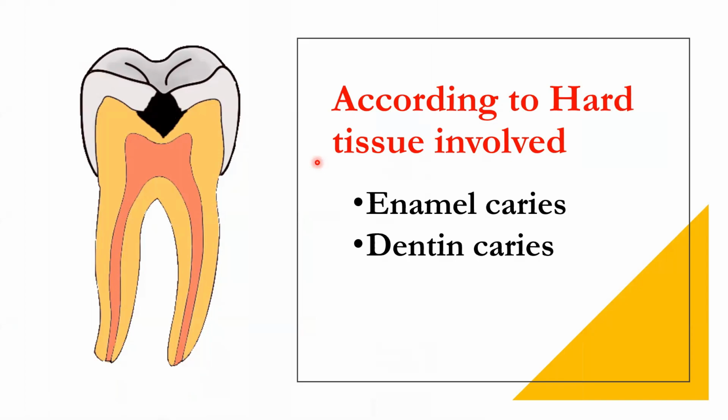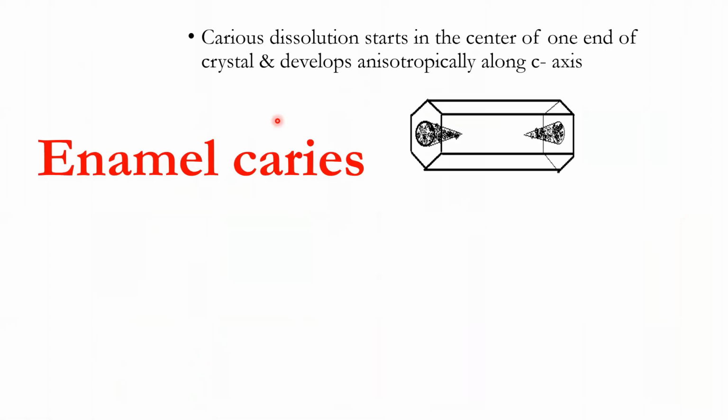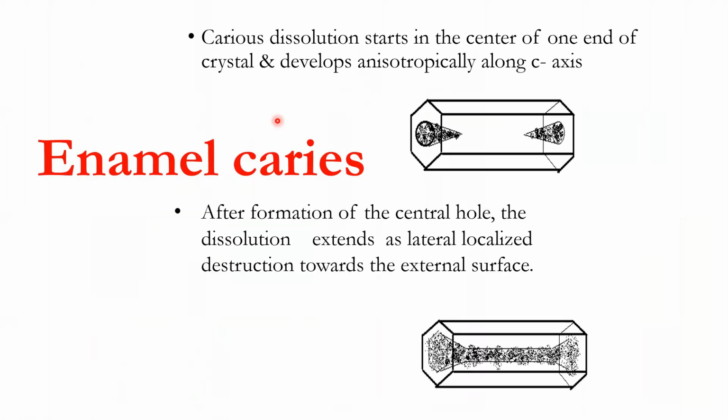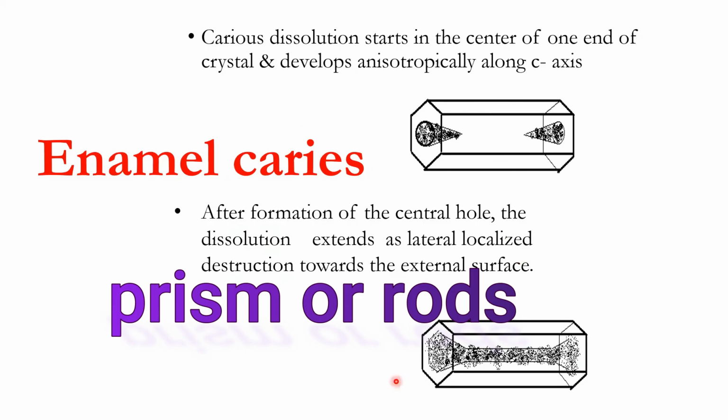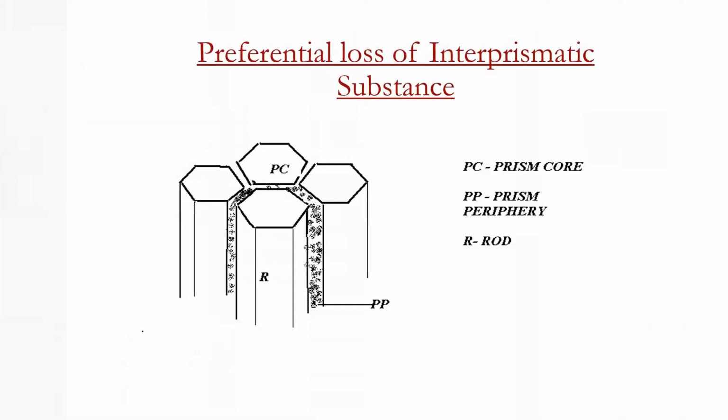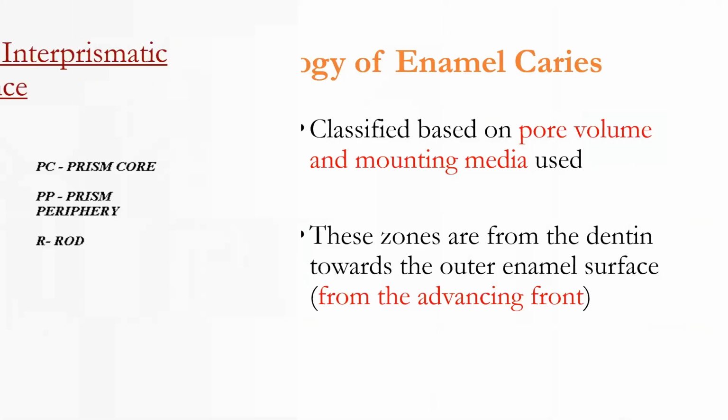This brings us to the next classification, that is according to the hard tissue involved. It is classified as enamel caries or dentin caries. So we're going to discuss enamel caries today. The carious dissolution always starts in the center of one end of the crystal and develops anisotropically along the C-axis. And after the formation of the central hole, the dissolution extends as lateral localized destruction towards the external surface. So this is a very smooth electron microscopic description of what actually happens in case of enamel caries. This is something we do not really see under a normal microscope. And they've also noticed that there is a preferential loss of interprismatic substance in case of enamel caries.